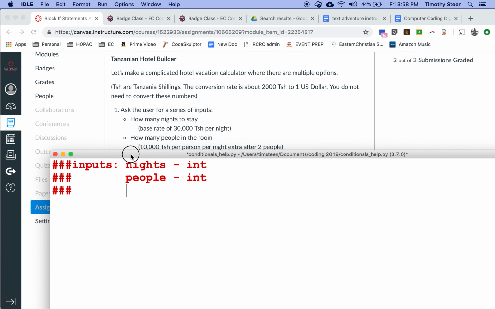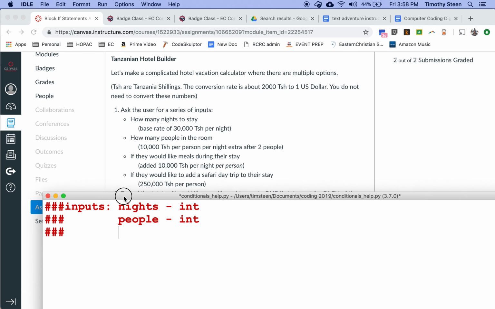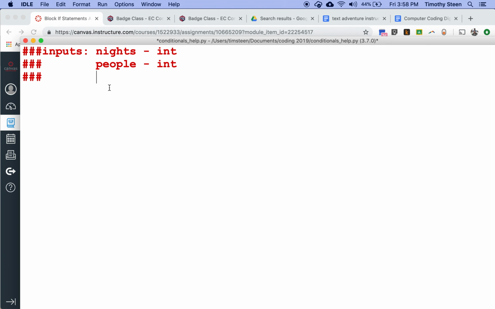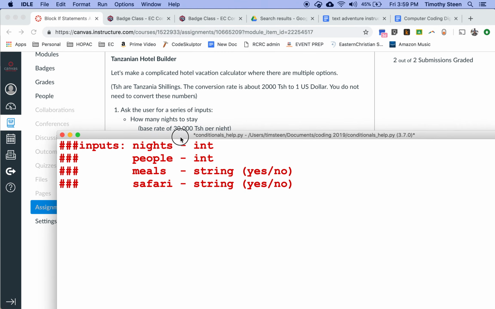And then I ask for meals and if they want a safari. So those are going to be yes/no questions. Now you could say, oh, yes/no, that sounds like Boolean to me, but let's just keep it a string, because people won't type true or false. Do you want a meal? True. So meals, let's call this a string because we expect them to type either yes or no. And then safari is going to be a yes or a no too. So string, yes/no. I tried to keep this nice and organized, but I made a small mistake. There we go, got to line it up perfectly. All right, so those are the inputs.